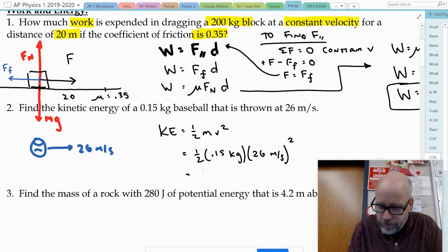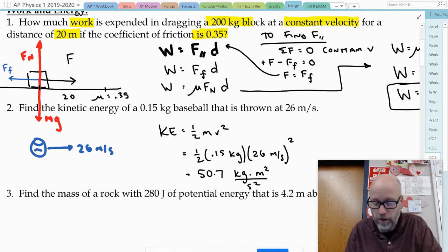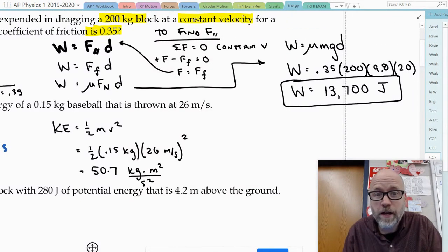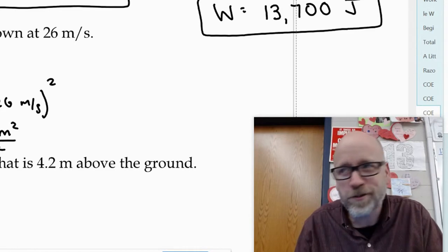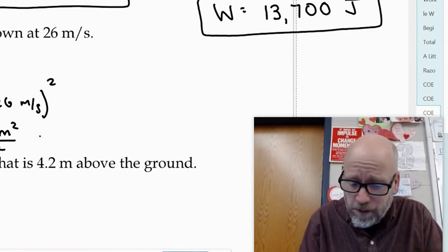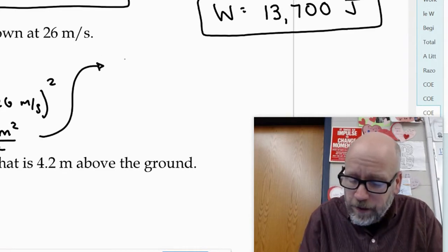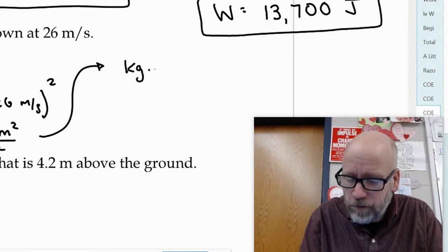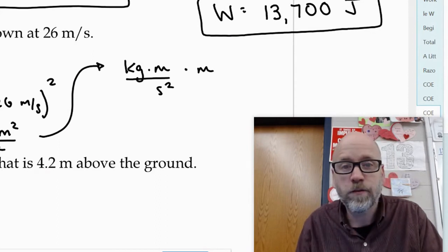And I'm going to get 50.7. Now the units for that are going to be kilograms, meters squared, per second squared. Now, what does that equal to? Well, it's energy, so you know it should be in joules. But let's make sure that's in joules. Kilogram, I'm going to split it up a little differently. I'm going to write it as kilogram meters per second squared times meters.